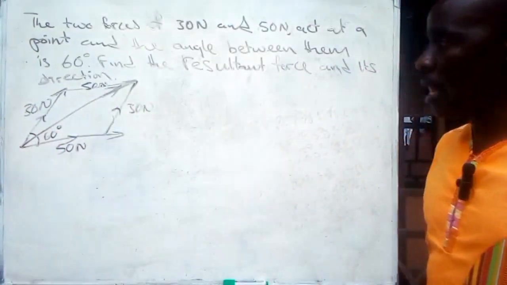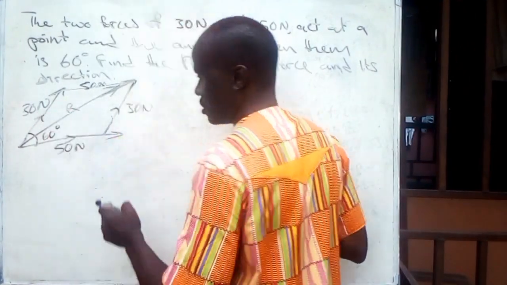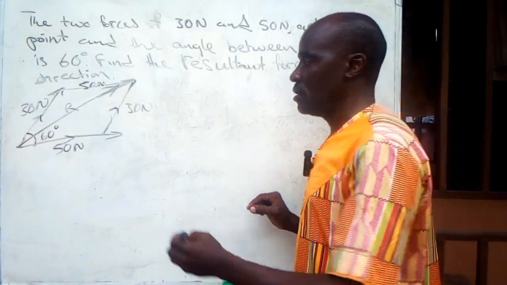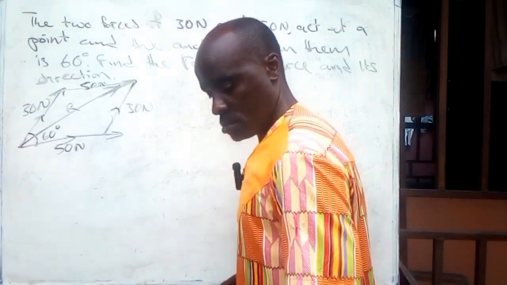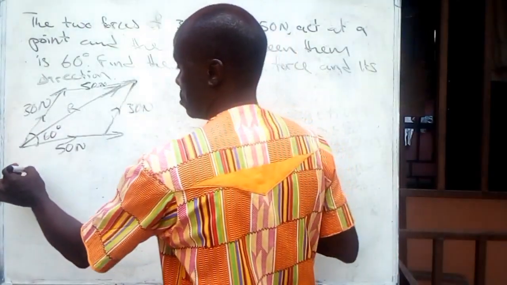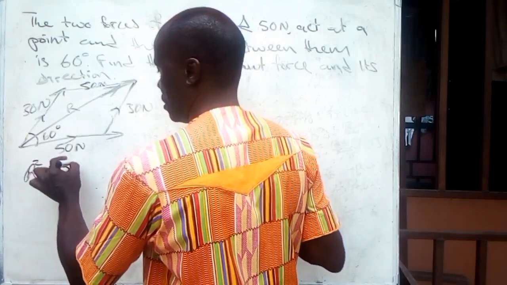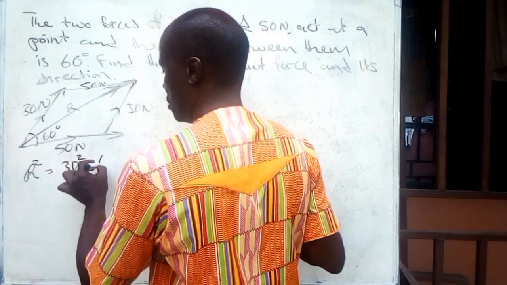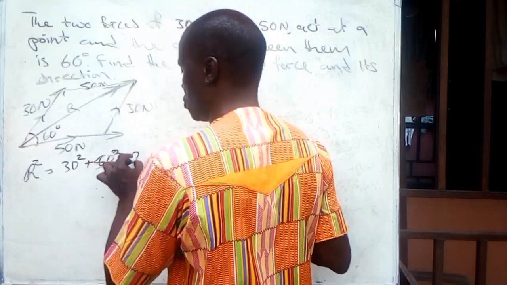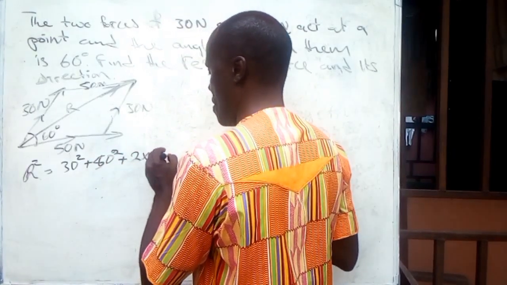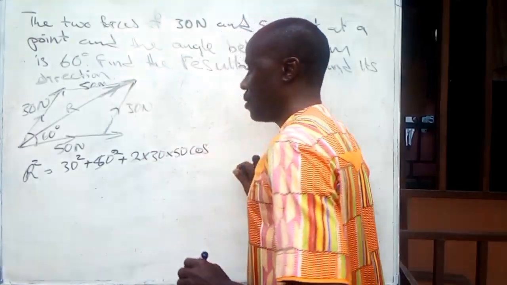So now, based on the formula we have just established, we have the resultant. To calculate the resultant, what are we going to do here? Remember, R squared is equal to what? That is 30 squared plus 50 squared plus 2 times 30 times 50 cos. What will be our cos now?